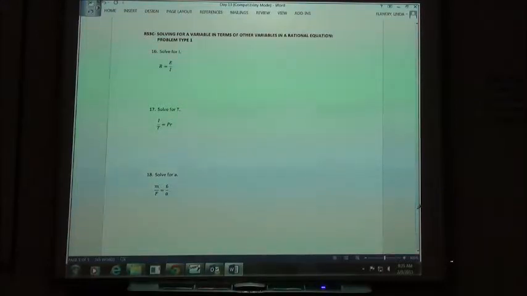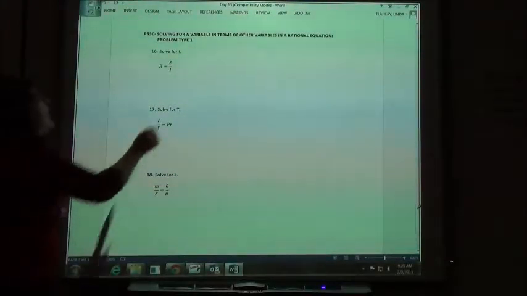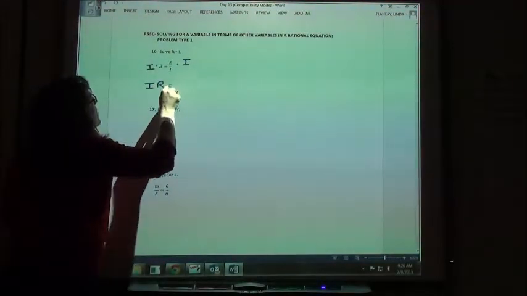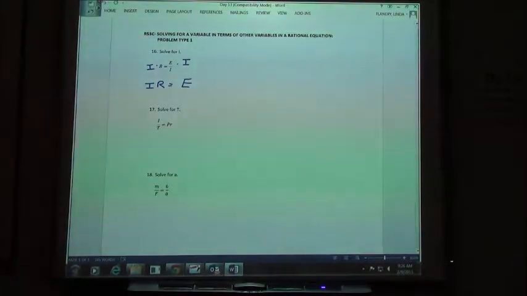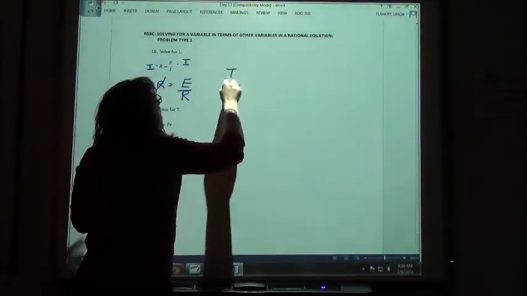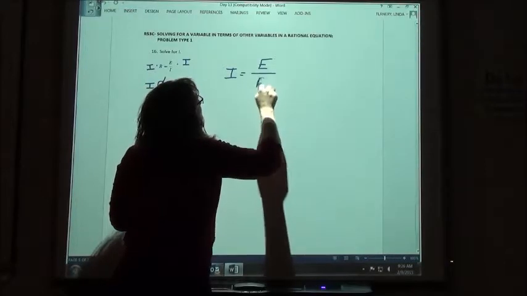So if I want to solve this one for I, I still want to think about those same steps. If there's a fraction, I want to get rid of the fraction. So I'm going to start by multiplying both sides by the I. So I'm going to have IR equals E. Then I'm going to look at it and say, well, how do I get the I by itself then? Subtract the R. Not subtract it because it's not I plus R. Divide. Divide by the R, exactly. So I'm going to divide by the R, which means it's going to go underneath the E, and so I is going to equal E over R.